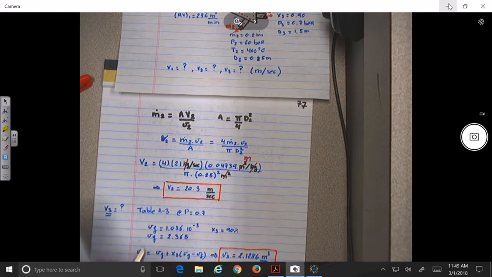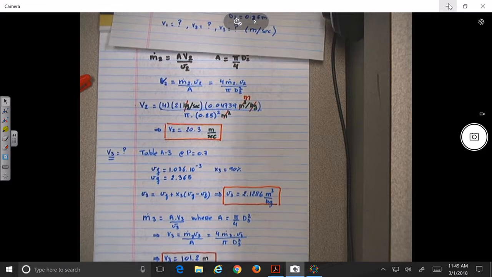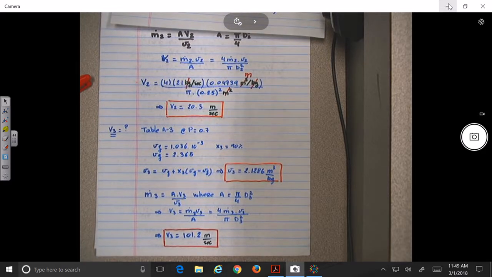I want to see if we could have solved for V1. No, because we have two unknowns. We don't know A and we don't know V1, so we cannot solve for V1, okay? So there is no V1.